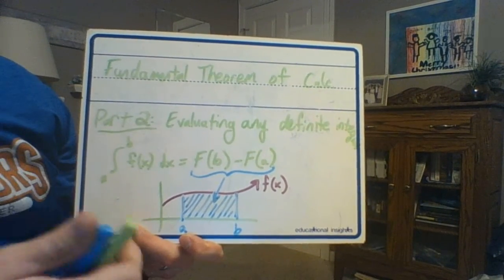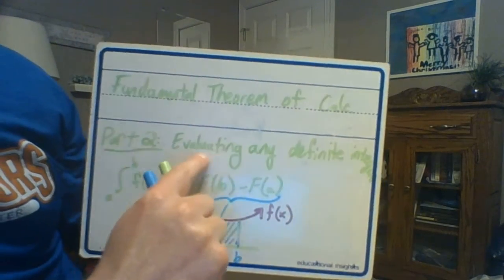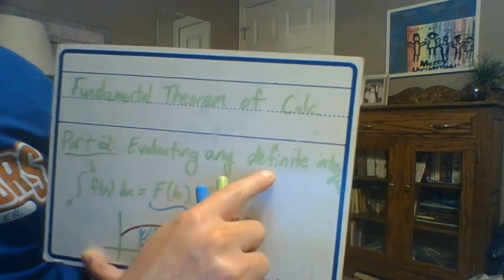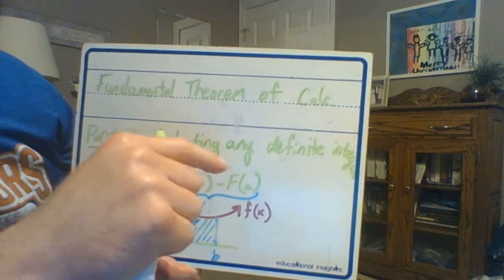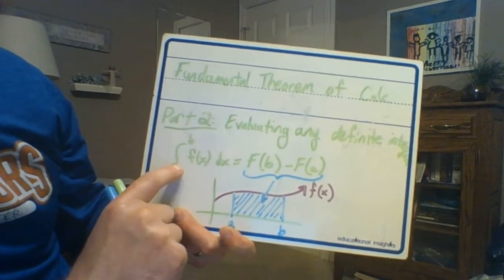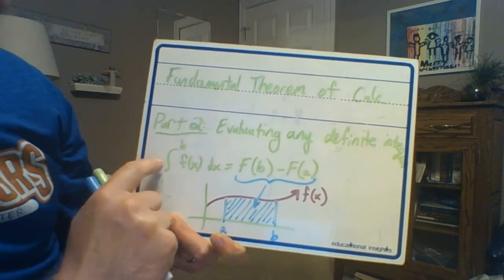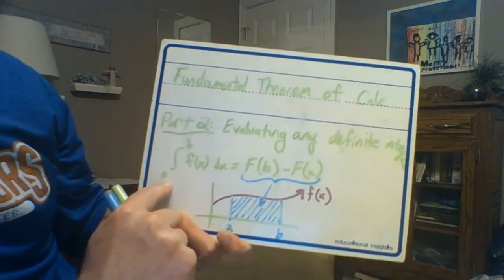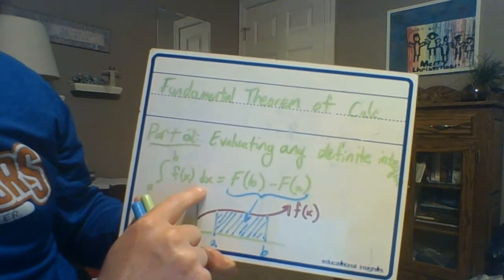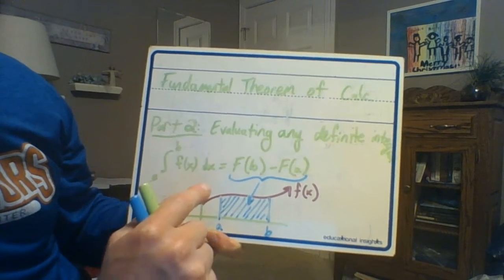I feel like this is the more practical part of the theorem, which, anytime you're evaluating a definite integral, is the theorem you use. So we're not defining a new capital F of x function here, okay? We're just looking at a definite integral from a to b of f of x dx, okay? So just the area under the curve from one boundary to the next, okay?